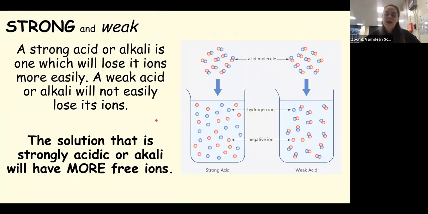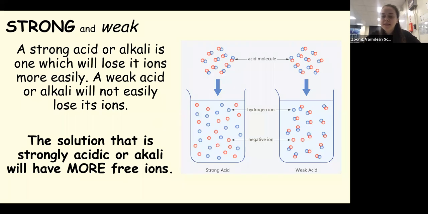So now we're going to talk about strong and weak acids and alkalis. So we mentioned this before, and this is something to remember here, what strong and weak actually means. So a strong acid is something that will lose its ions quite easily. So we have these hydrogen ions that are in our acid molecules. So we can see in this picture on the right that our acid molecules are these little blue and red circles that are joined together. If the hydrogen ions in an acid are lost quite easily, then that is a strong acid. So we can see in the little picture on the left that all of our ions have detached from each other. They're all on their own now. So that's a strong acid.